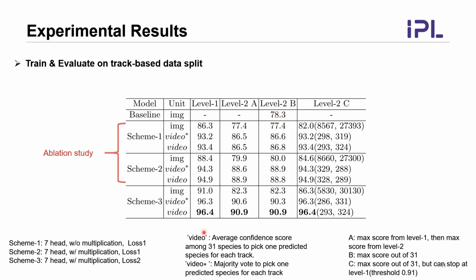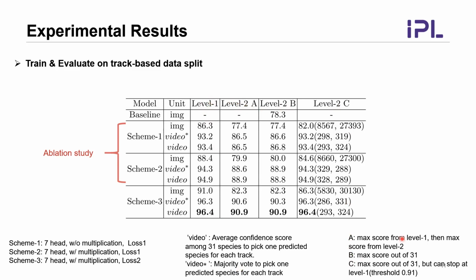Although we use image-based training for our model, we use video-based inference. Specifically, given one track, we average confidence scores among 31 species to pick one species as the predicted species for this track. This inference method is represented as video in the table, and video star represents another video-based inference by using a majority vote. We evaluate our model on level 1 accuracy and level 2 accuracy. A, B, and C represent 3 different methods of getting level 2 predictions. More details can be found in our paper.